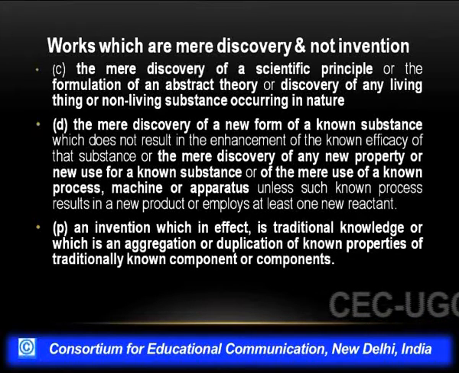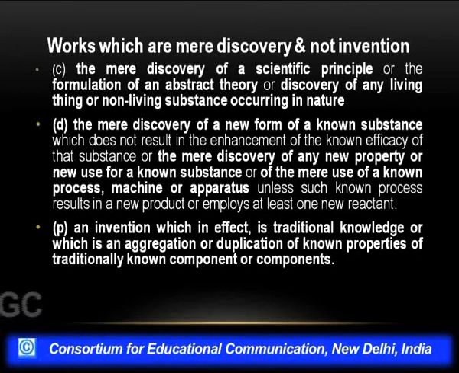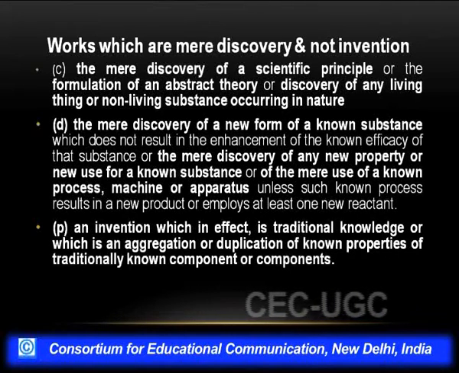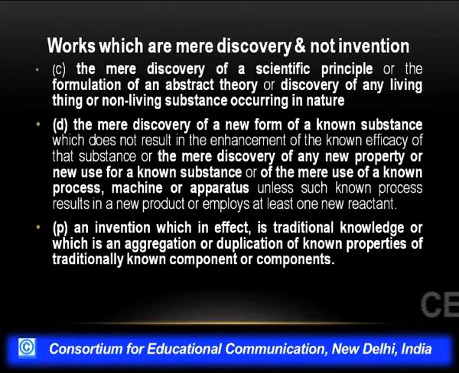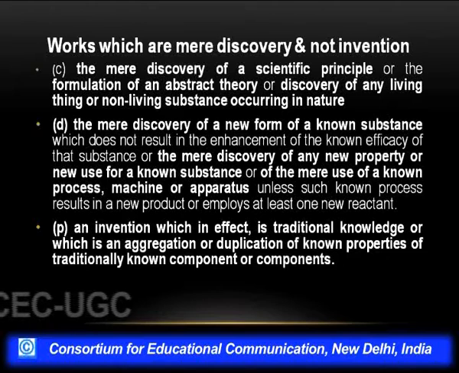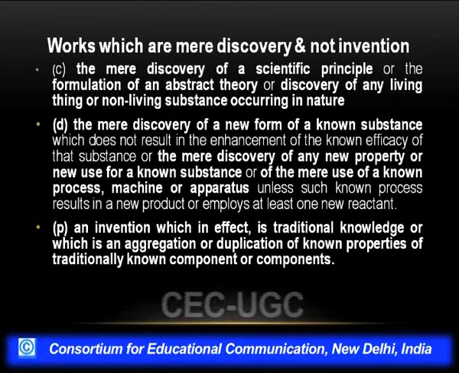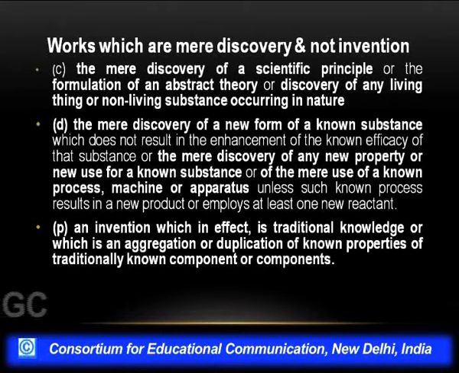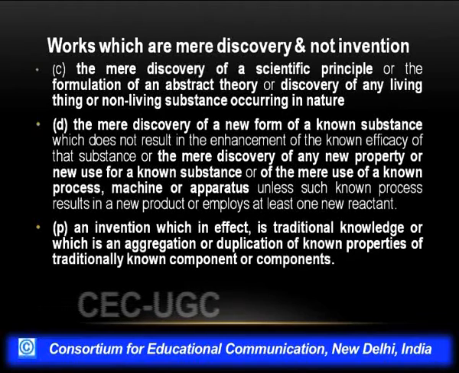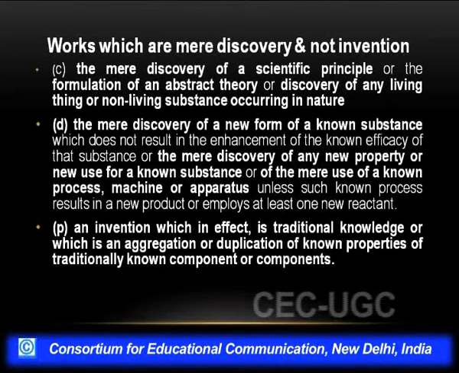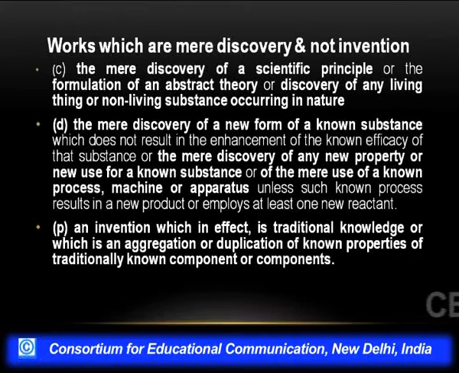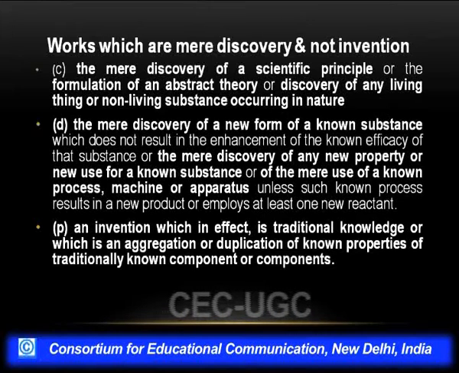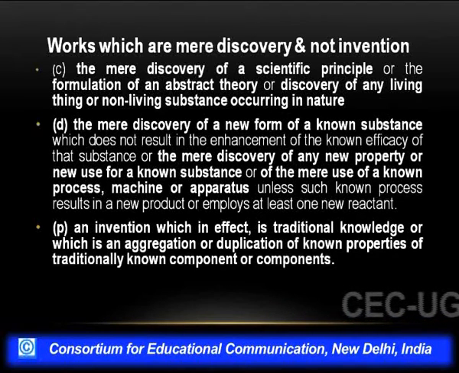Friends, I would like to draw your attention here. If you have a look at section 3P, it reads an invention which in effect is traditional knowledge, or which is an aggregation or duplication of known properties of traditionally known component or components. If you look at this section and its language, it is restricted to an invention which in effect is traditional knowledge, or which is an aggregation of known properties of traditionally known components.